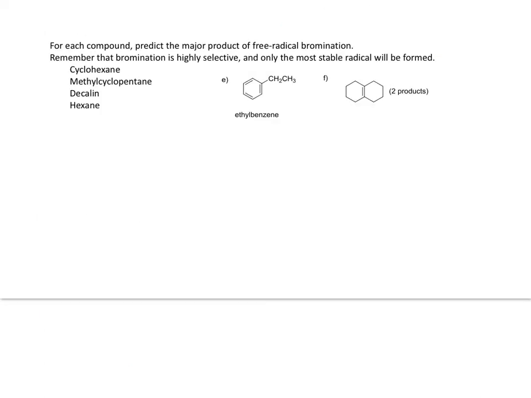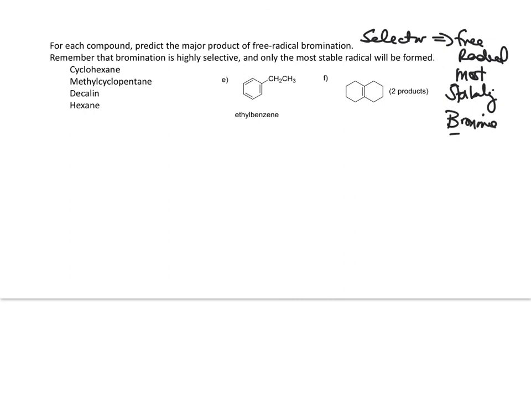Okay, this is your last problem. For each compound, predict the major product of free radical bromination. Remember, free radical bromination is selective, so you're only going to generate the free radical that is the most stable. This is why you need to know the stability of your free radicals. And then that's going to brominate. So you're going to get a bromine on that stable free radical. Remember, the bromination is highly selective and only the most stable radical will be formed.